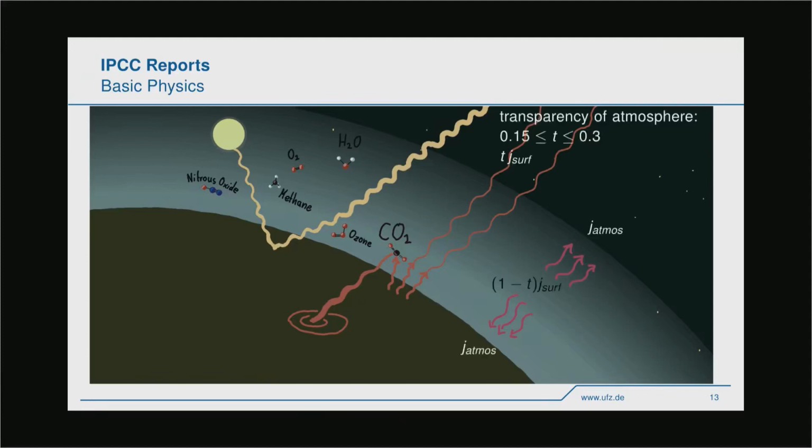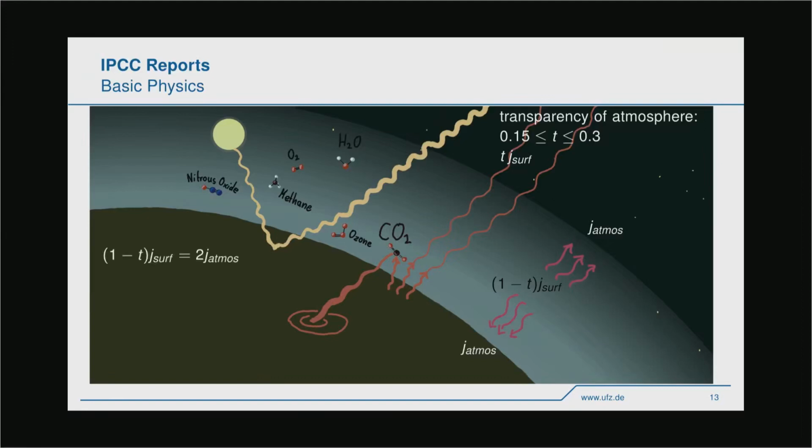Meaning the atmosphere has a transparency, and this transparency, we call T, is something between 15% and 30%, so it's not fixed. And that's another interesting fact. The atmosphere emits energy, which we call J-atmos, and that goes out in space and to Earth. And the energy that goes into the atmosphere is 1 minus the transparency times the energy.